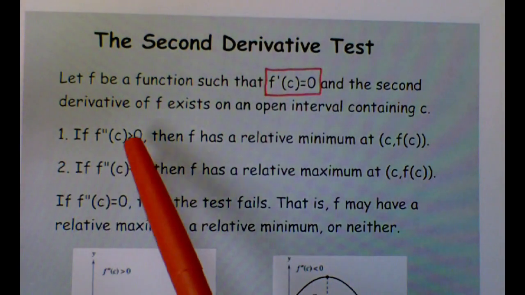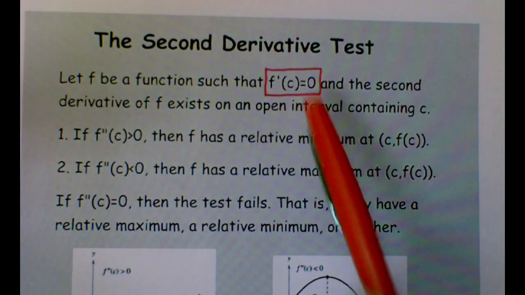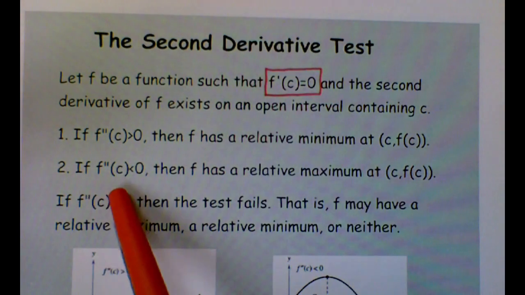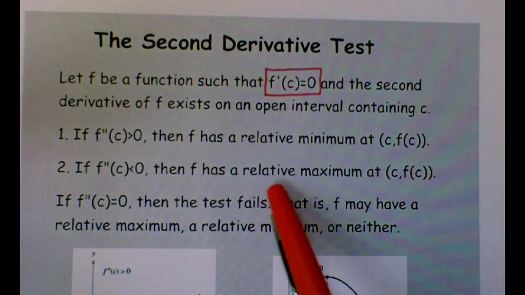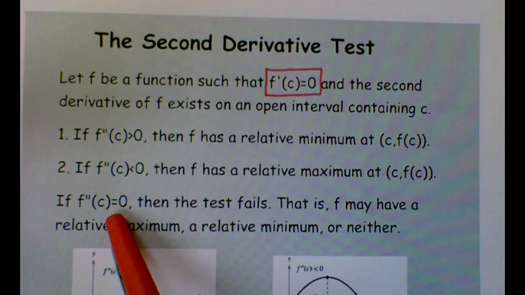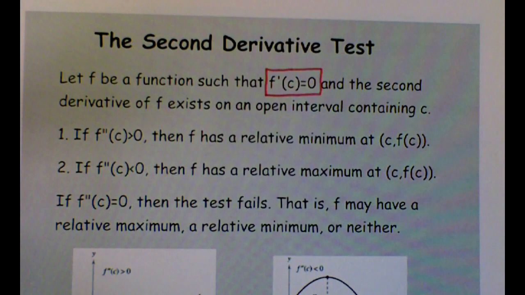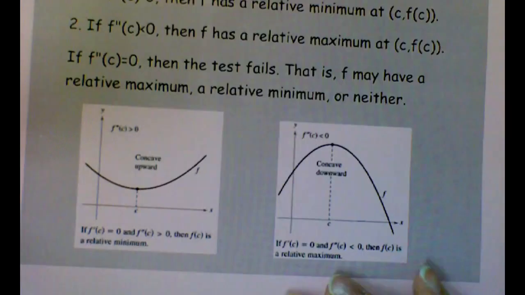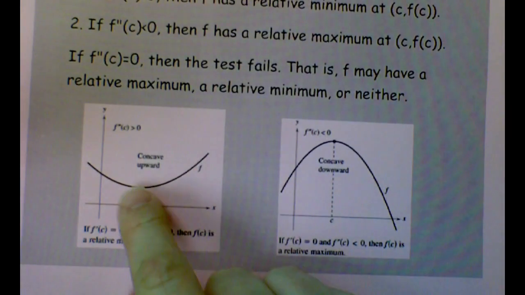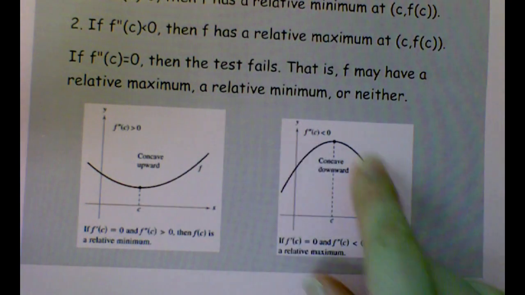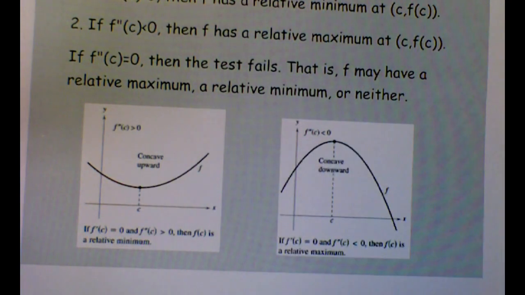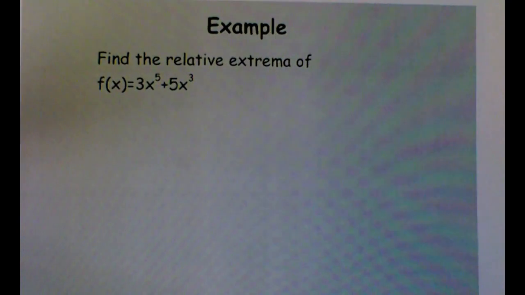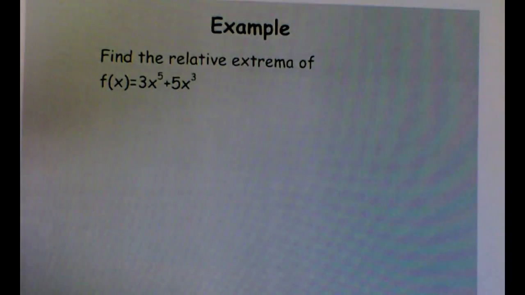If the second derivative is positive, then that point is a relative minimum. If the second derivative is negative, then that point is a relative maximum. And if the second derivative is 0, then the test just doesn't work, and we don't know. It might be a max, it might be a min, it might be neither. So basically, if my graph is concave up, that point has to be a minimum. And if my graph is concave down, that point has to be a maximum. So let's use the second derivative test. Please realize you'll almost never be told which test you have to use, first derivative or second derivative. It's your choice.